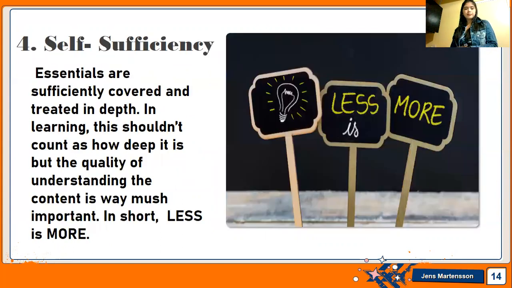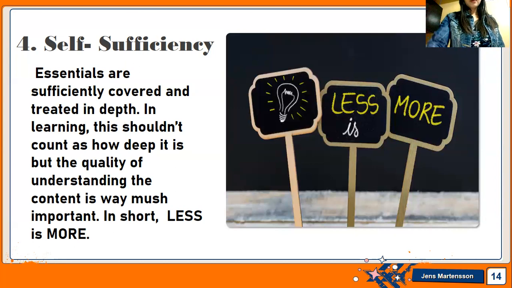So number four is self-sufficiency. Essentials are sufficiently covered and treated in depth in learning. This shouldn't count as how deep it is, but the quality of understanding the content is much more important. So here, less is more. It is how we understand the context of the lesson very well, and it doesn't have to be full load textbook knowledge. What is more important is the quality of understanding we have in the lesson. Remember here that less is more.